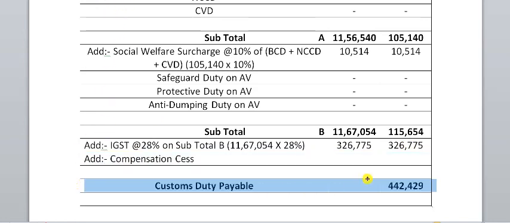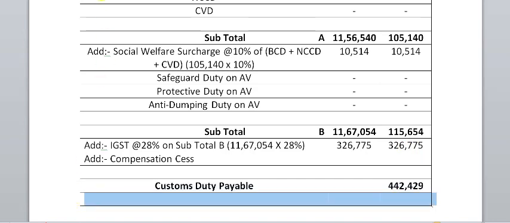So we will get total customs duty payable, that is add these two, 1,15,654 plus 3,26,775, 4,42,429 is the total customs duty payable, whereas the cost of import of that particular machine is 14,93,829.